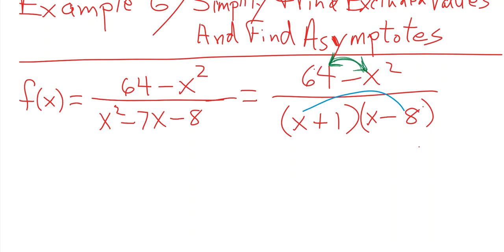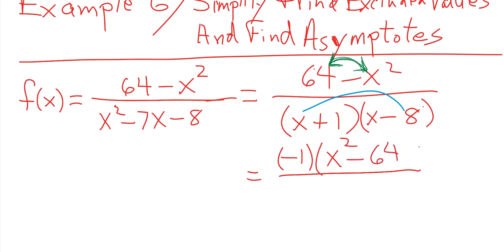How can we get them to change places? What's the trick? You factor out a negative 1. So going back here and starting that process, then we could say it's minus 1 in the numerator, minus 1 times x squared minus 64. Now let's verify that this is in fact true. Use the distributive property and multiply this out.